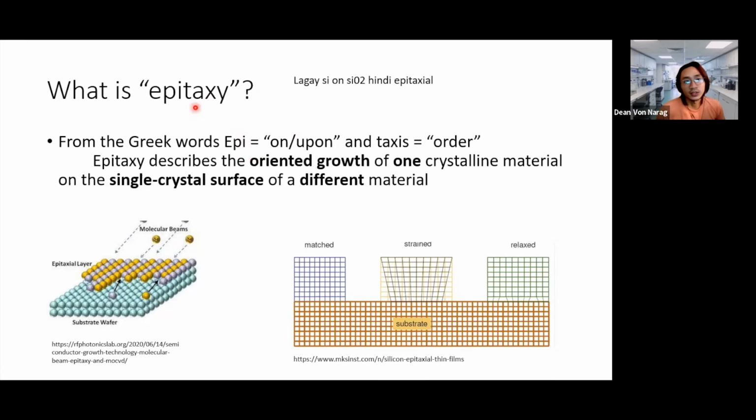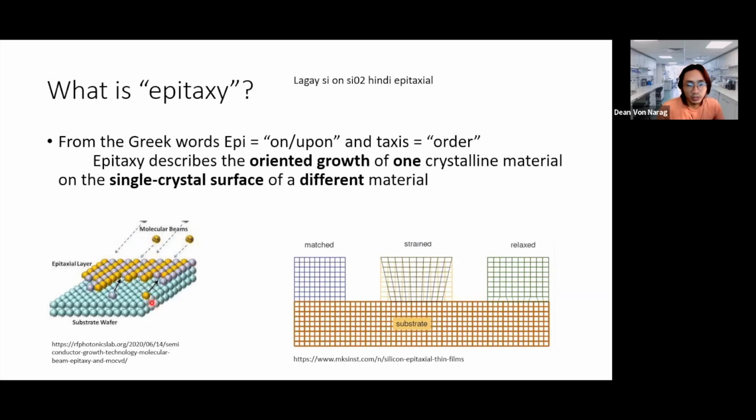So first of all, what is epitaxy? Okay, so epitaxy is from the Greek words epi, which means on or upon, and taxis, which means order. So in a more definitive sense, epitaxy describes the oriented growth of one crystalline material on the single crystal surface of a different material. So here are some cartoons of epitaxial growth.